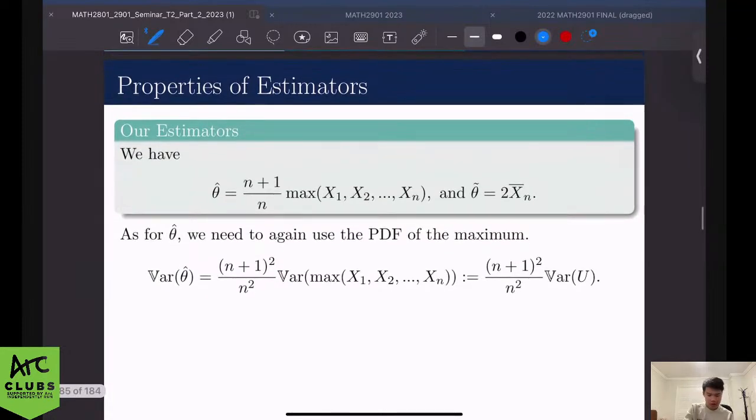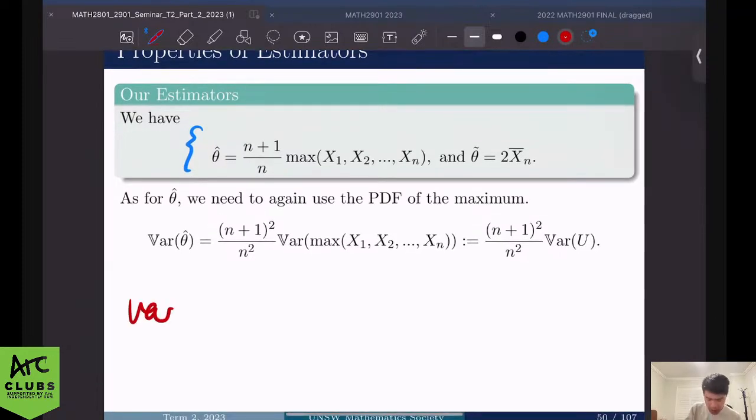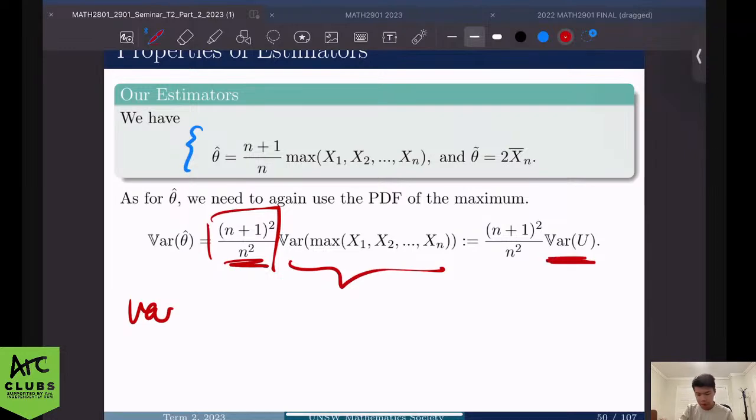Alright, so for this one, it's a bit more involved. I won't do it on a separate sheet because it's very involved. But basically what you do is the variance of this thing. First of all, you can very simply just take the constant out and square it. And that way you've reduced it to just doing the maximum. Okay. So variance of u, which we calculated before.